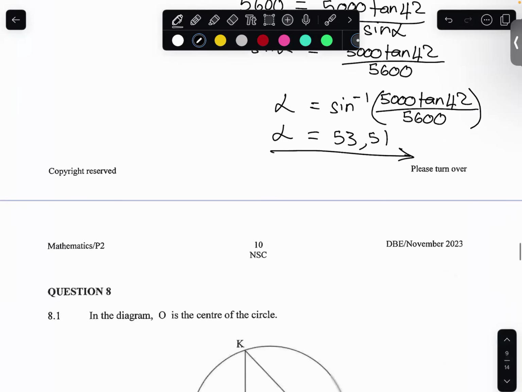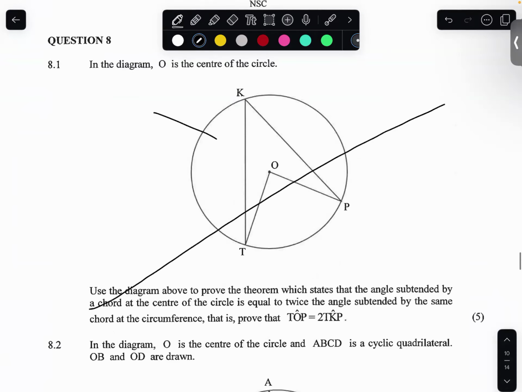Done. All right. Okay, not doing proofs. Go and learn your proofs.